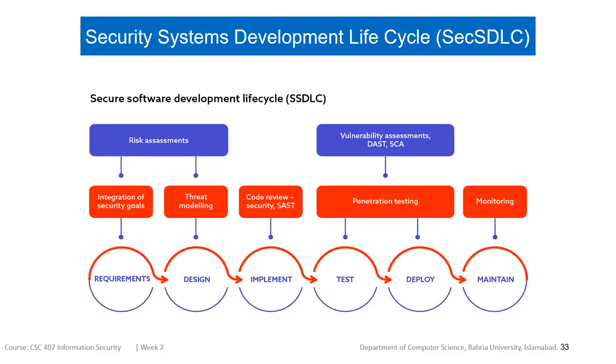So that is how you can do secure software development in the requirement phase, design and implementation phase, then the test, deploy, and maintenance phase. The requirement and design phase is where you are integrating the security goals, like enforcing policy in accordance with the business requirements.